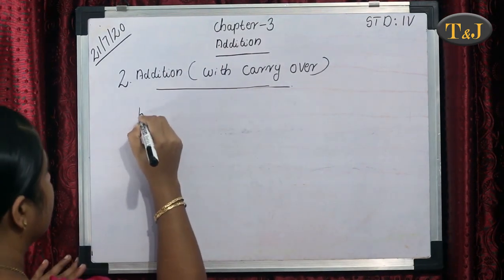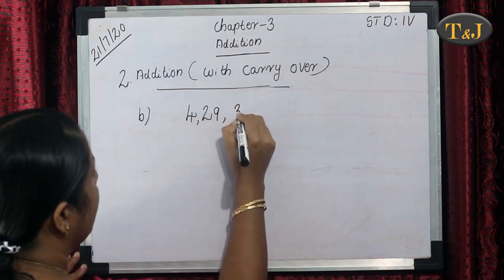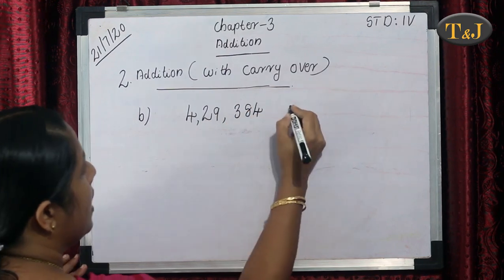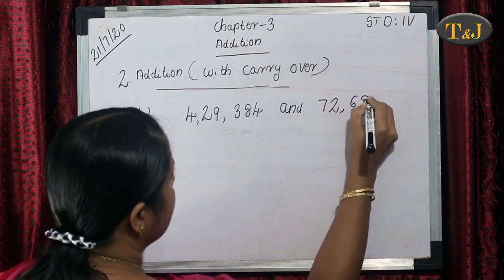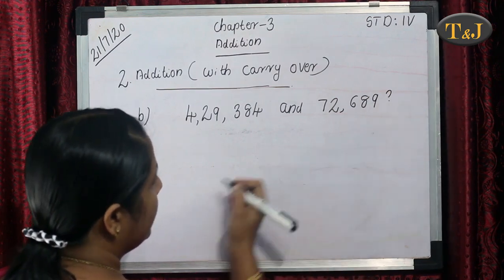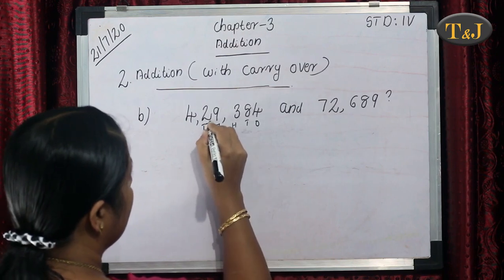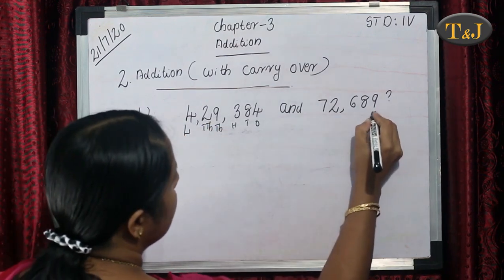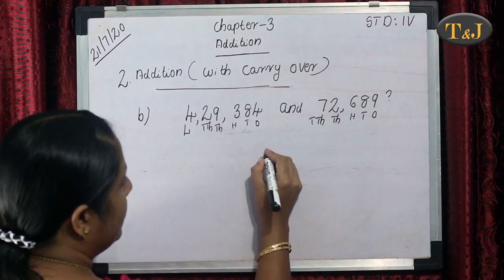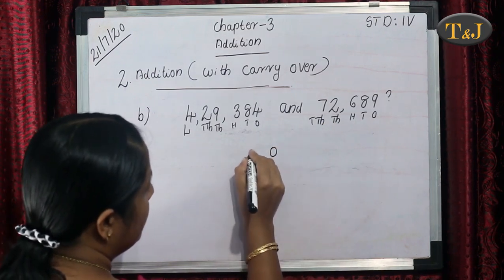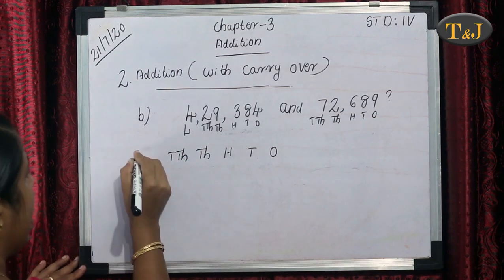Consider another example: 4,29,384 and 72,689. First we write the places of these digits: ones, tens, hundreds, thousands, ten thousands and last is lakh.